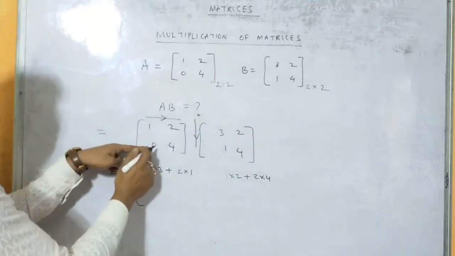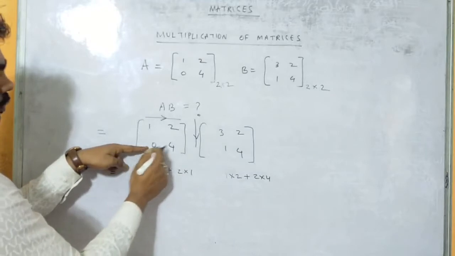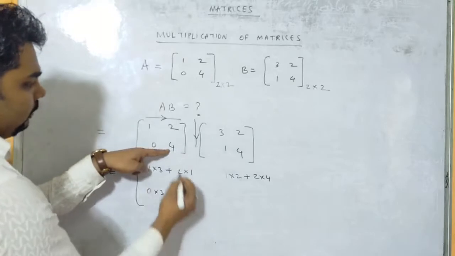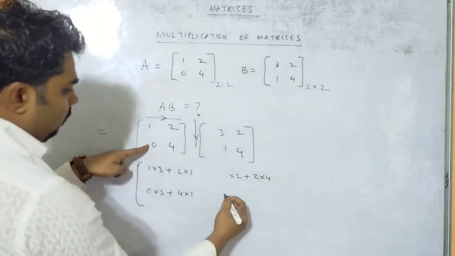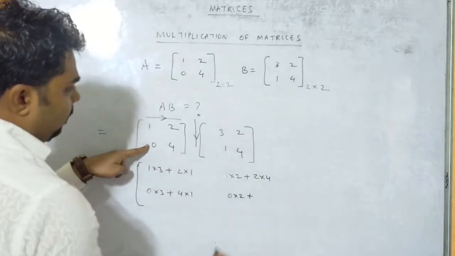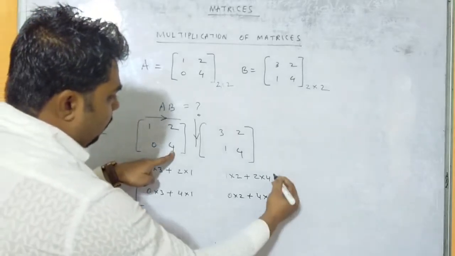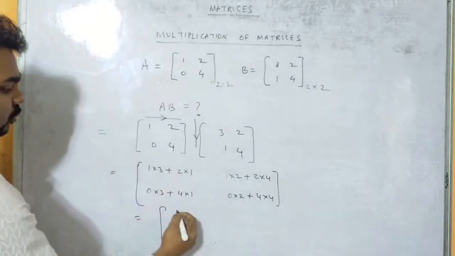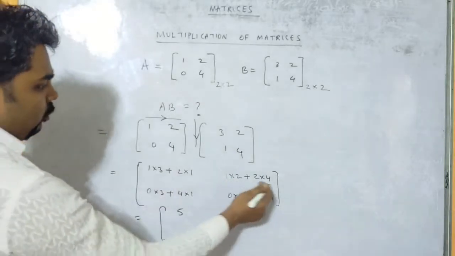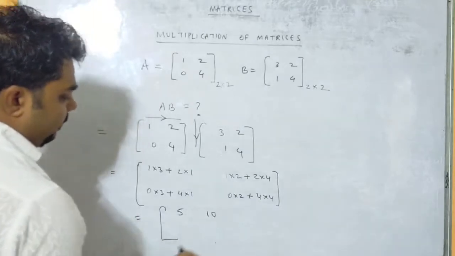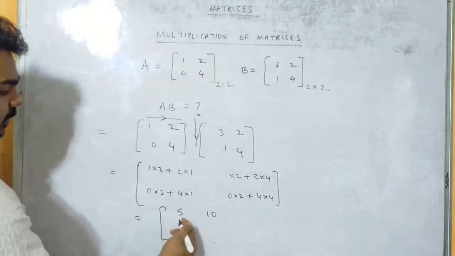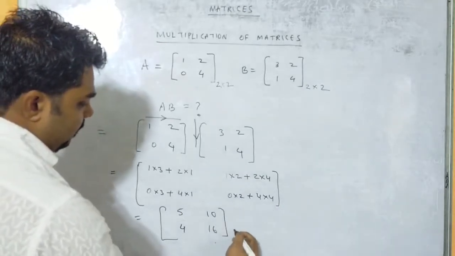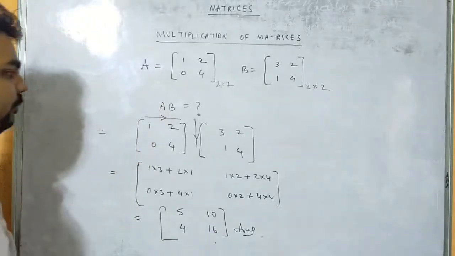Next row we have to multiply with column 1, that means row 2: 0 into 3 plus 4 into 1, right? 0 into 2 plus 4 into 4. So our resultant answer is: 3 1s are 3, 3 plus 2 that is 5; 2 1s are 2, 2 plus 8 that is 10; 0 into 3 is 0, 0 plus 4 that is 4; and 4 4s are 16, 16 plus 0 is 16, right? So this is our required answer.